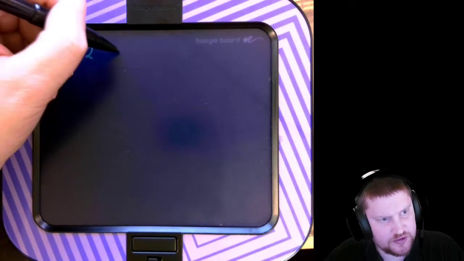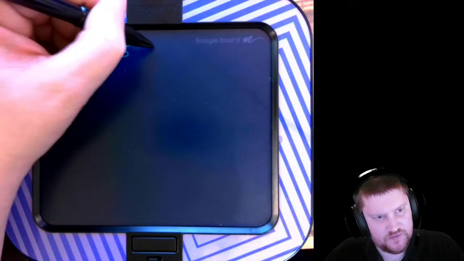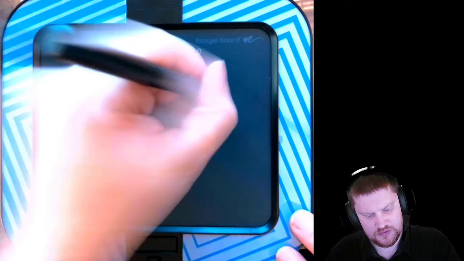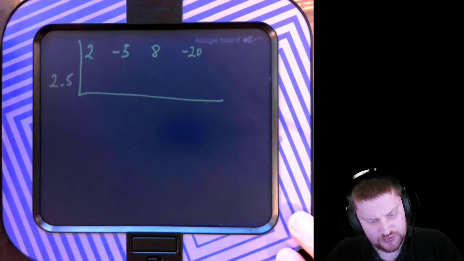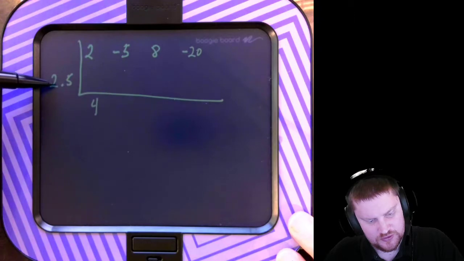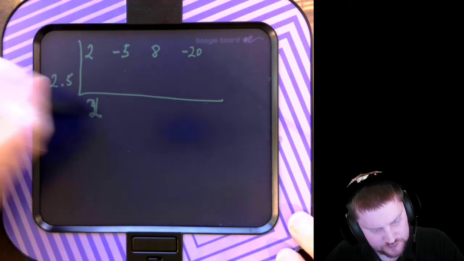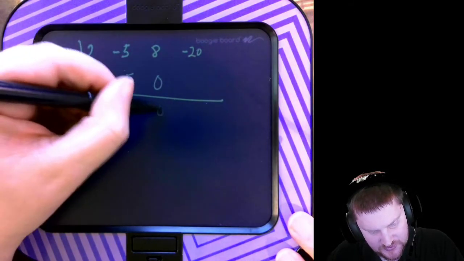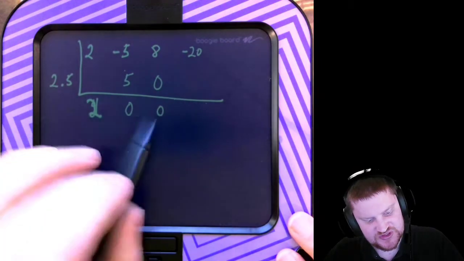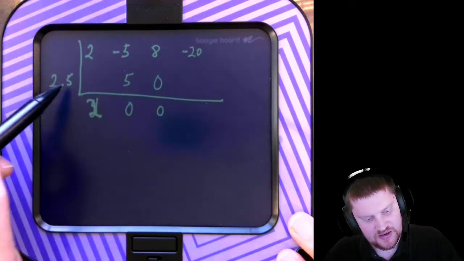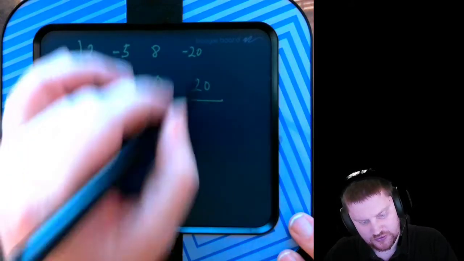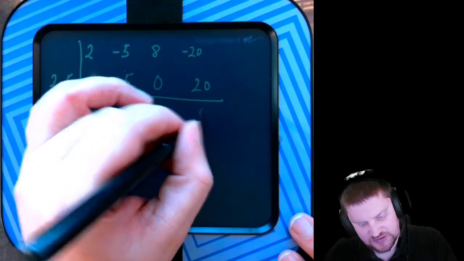So I have my coefficients: 2, -5, 8, -20. 2.5 is what we're multiplying by. Drop down the 2. 2 times 2.5 is 5. That's 0. Bring up the 0. Drop that down. Now 8 times 2 is 16. And another half of 8 would be 4. And 16 plus 4 is 20. Drop that straight down. And we get 0.